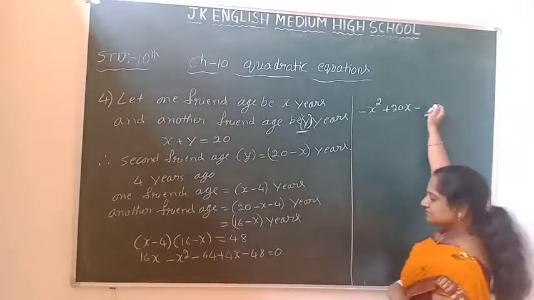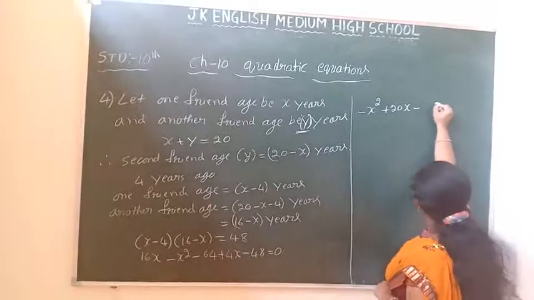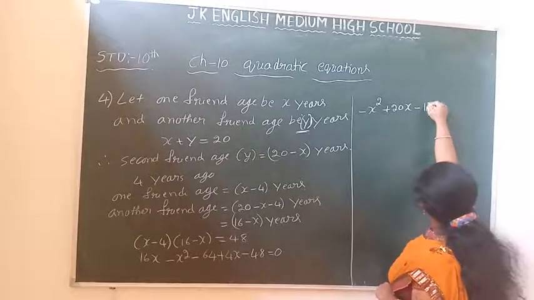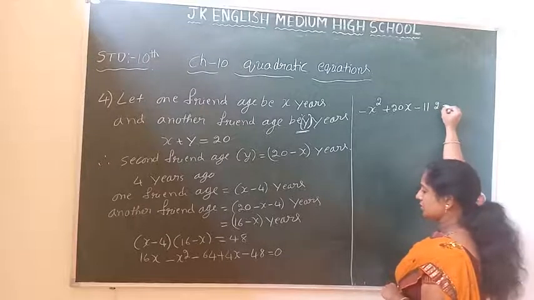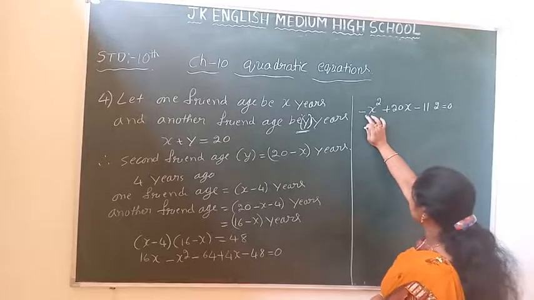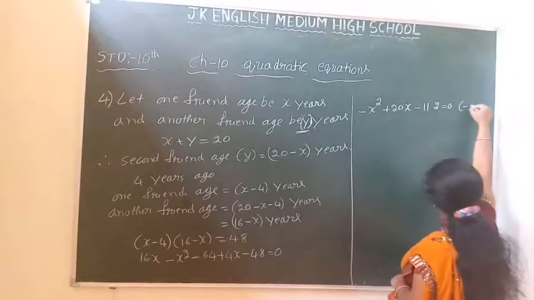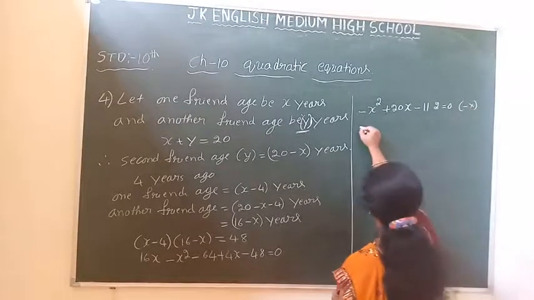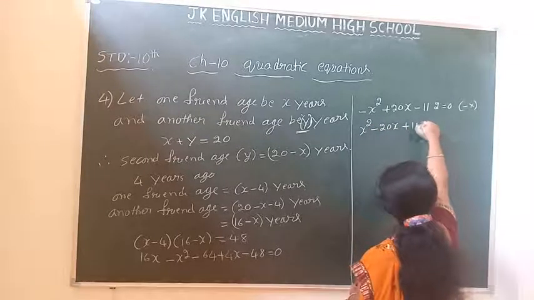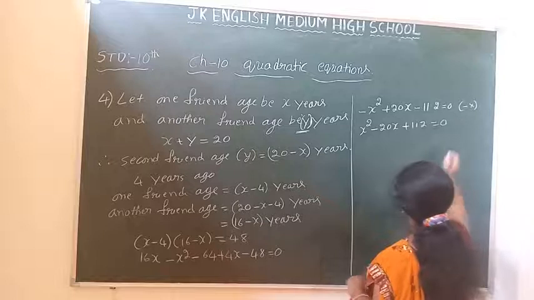Both are minus. Minus 8 plus 4 is 12. 1 remains. 5 plus 6 is 11. This is equal to 0. So the first term we want with a plus sign, so I multiply by minus sign. Then it becomes plus x square minus 20x plus 112, equal to 0.